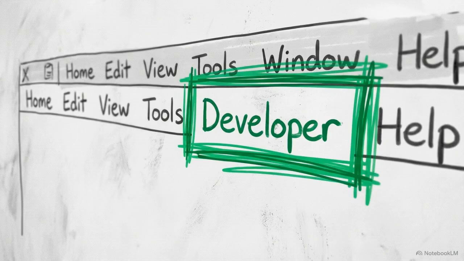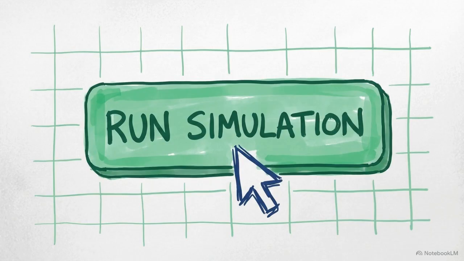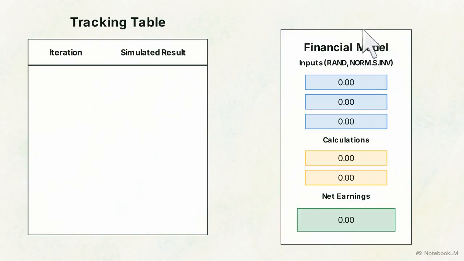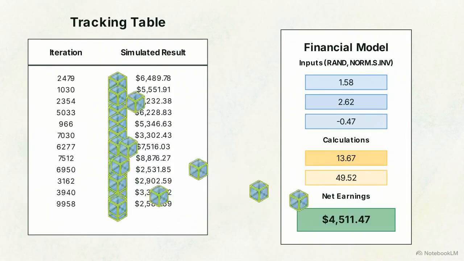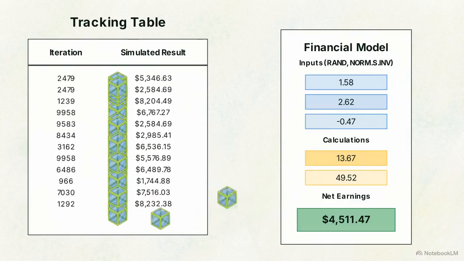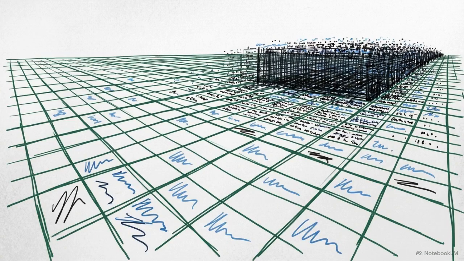Close the Visual Basic window. Back on the Developer tab, insert a Form Control button directly onto your spreadsheet and assign your new macro to it. Now click your Run Simulation button. The script takes over, rapidly recalculating the spreadsheet and logging thousands of distinct scenarios down the columns of your tracking table. Once the simulation finishes, you have a massive new dataset.